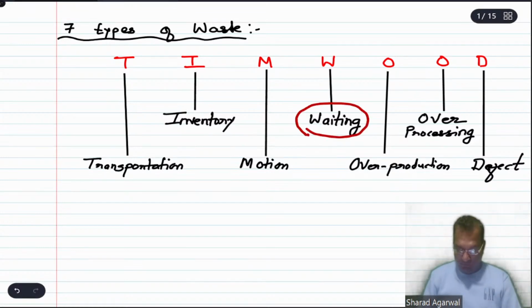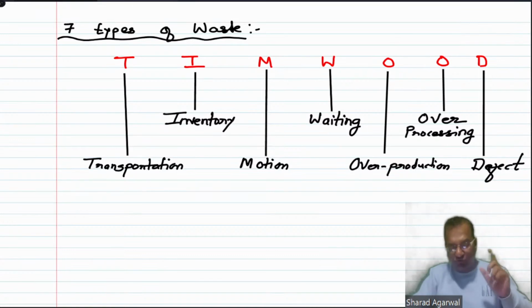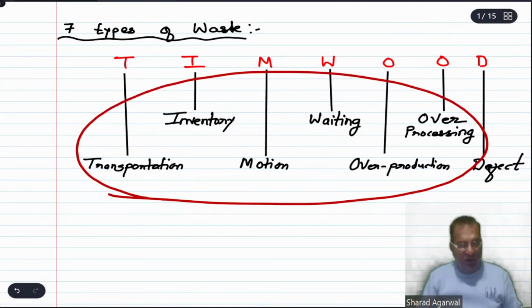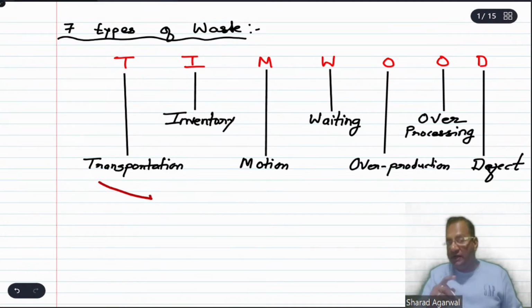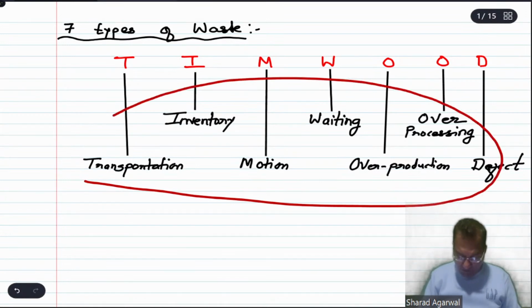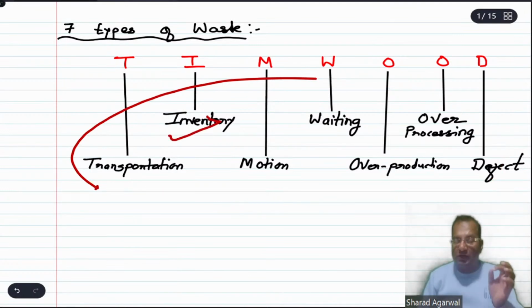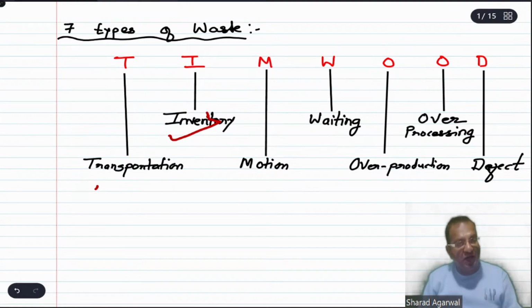Waiting. Here also the organization is spending the cost, but the customer is not being benefited. Whenever you study the waste, always remember this dialogue. These are the 7 areas in which the organization is incurring cost, but the customer is not being benefited by the same. Therefore, any cost incurred on these areas will be termed as non-value added cost, such as inventory. You cannot eliminate the inventory. That's why the word waste minimization has been used, not the word waste elimination.